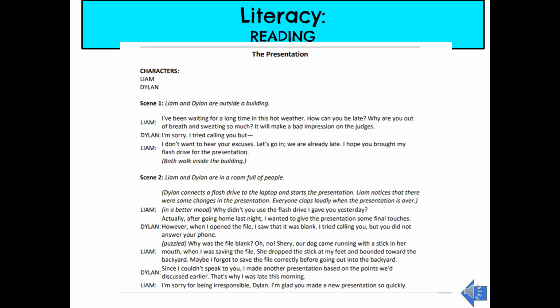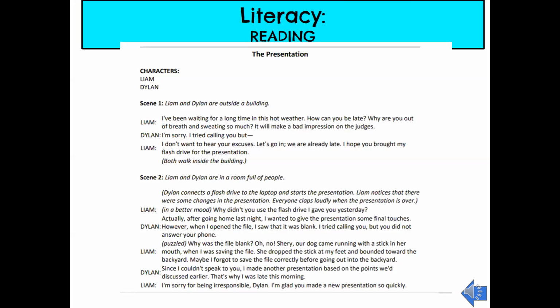Liam: I've been waiting for a long time in this hot weather. How could you be late? Why are you out of breath and sweating so much? It would make a bad impression on the judges. Dylan: I'm sorry. I tried calling you. Liam: But I don't want to hear your excuses. Let's go in. We're already late. I hope you brought my flash drive for the presentation. Both walk inside the building.